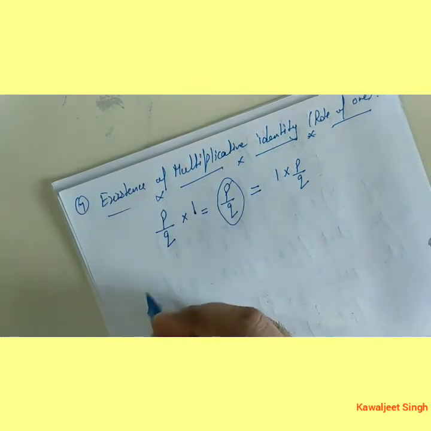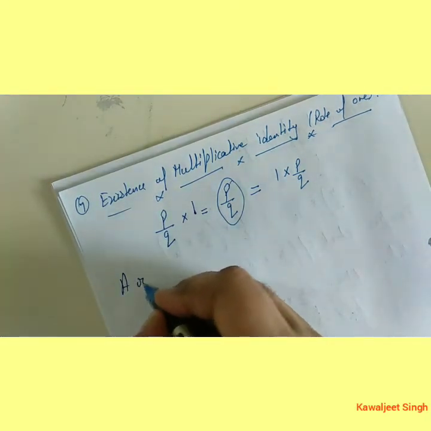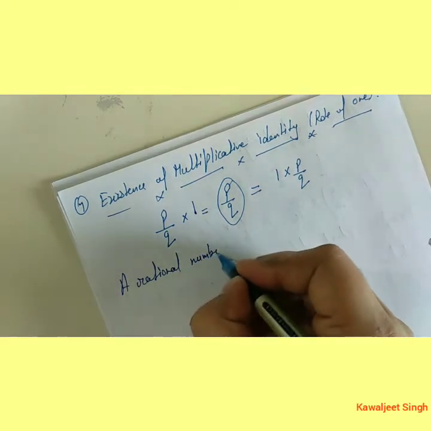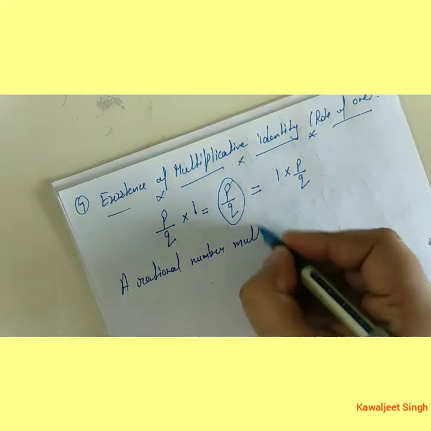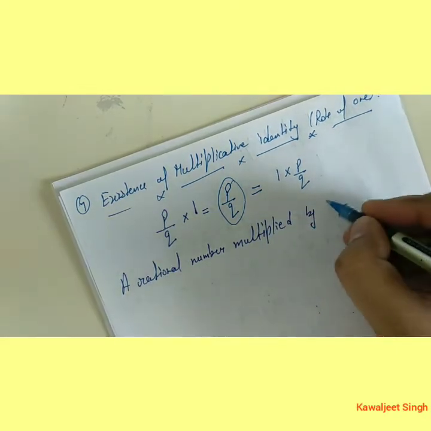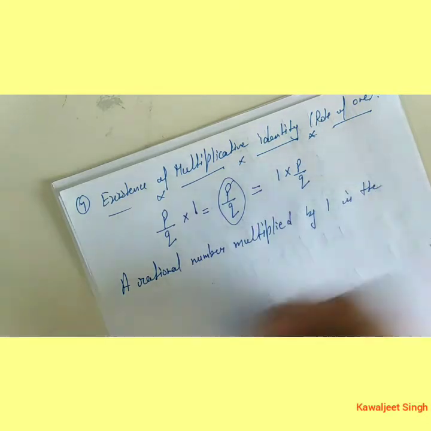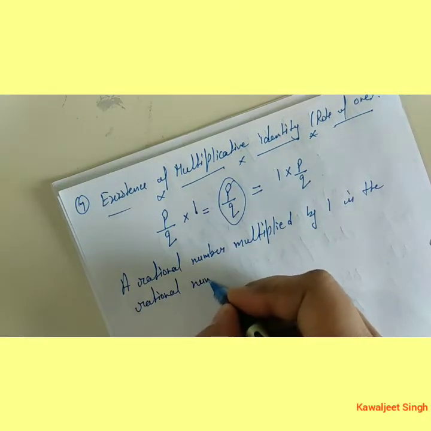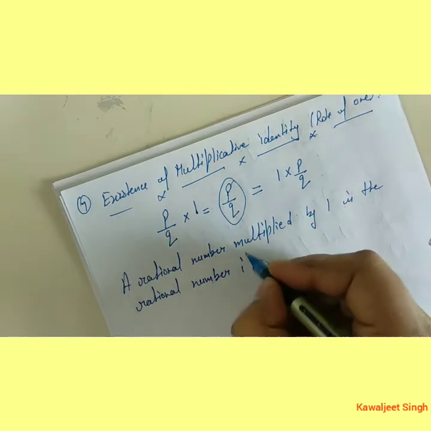So a rational number multiplied by 1 is the rational number itself.